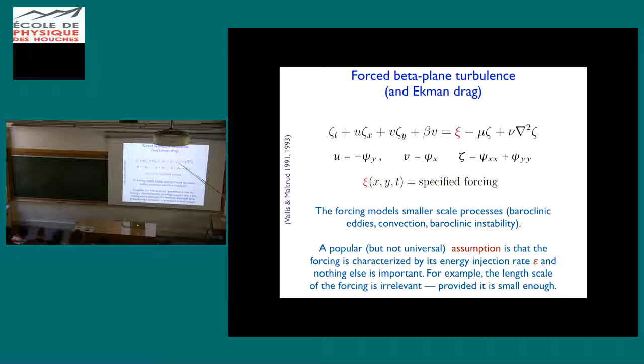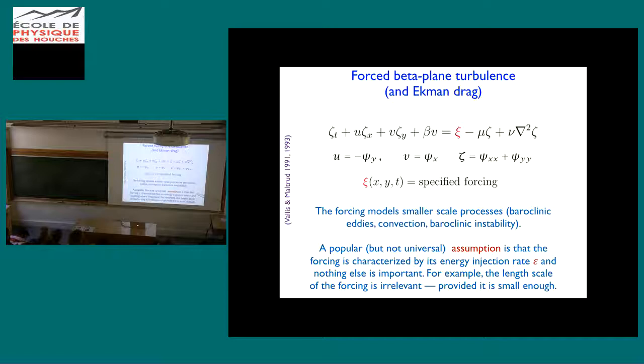There's a physically well-justified mechanism behind it, which is the physics of Ekman boundary layers at the bottom of the domain. And the forcing Xz, what does it model? It models some unspecified smaller scale process such as baroclinic eddies. If you went to the tutorial yesterday, I showed you some two-layer simulations in which there was baroclinic instability. You could think of zeta here as the barotropic mode of that two-layer system. And then if you're thinking of it that way, you have to have some representation of the baroclinic instability, which would be the red Xz.